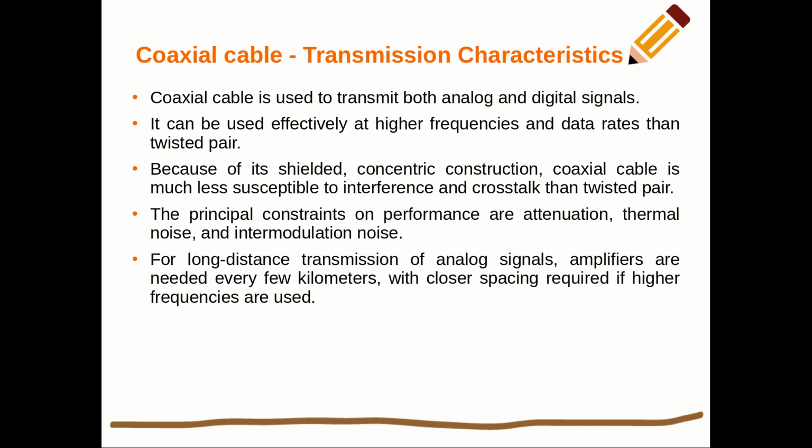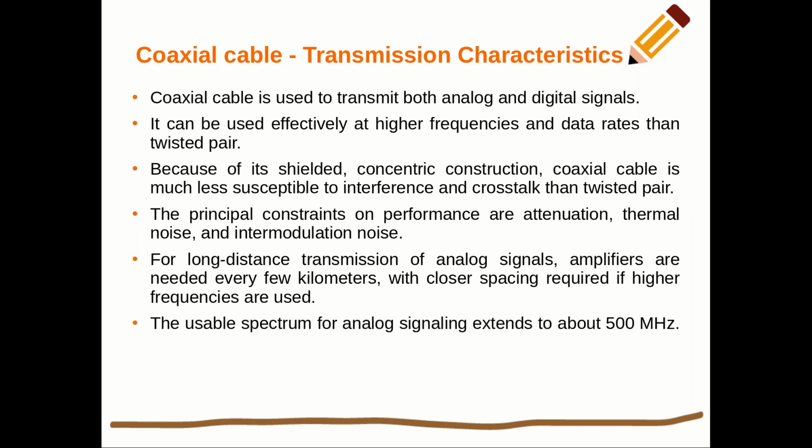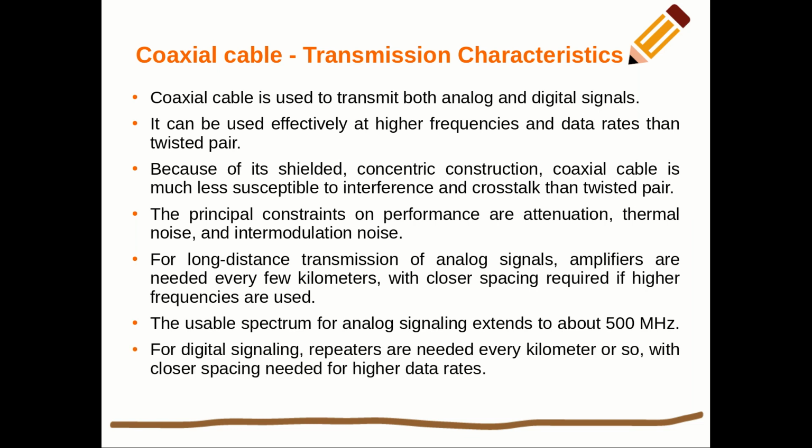So compared to twisted pair, here we are able to send the signal for a longer distance without attenuation. The point at which the signal starts attenuating is somewhat farther than for twisted pair. So after that only you have to place the amplifier if you are transmitting an analog signal. In the same way, if it is a digital signal, at a certain distance we can make use of a repeater to extend the length. The usable spectrum of analog signaling extends to about 500 megahertz. Spectrum, that range of frequency in which it is operating, is up to 500 megahertz.